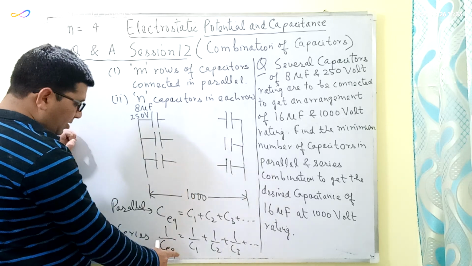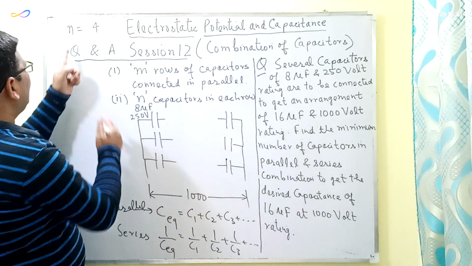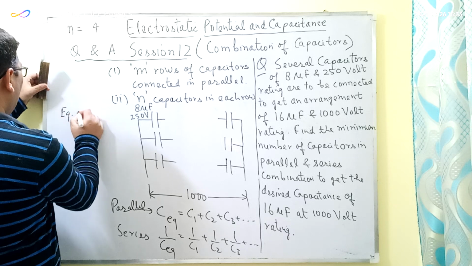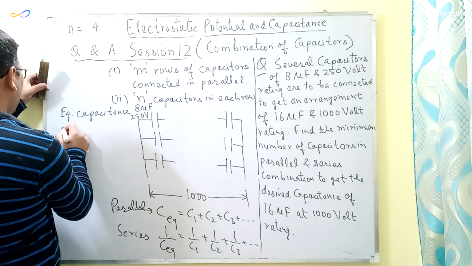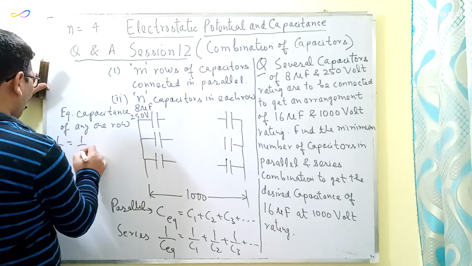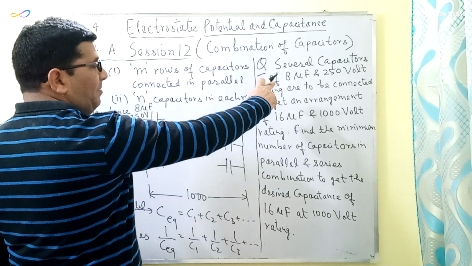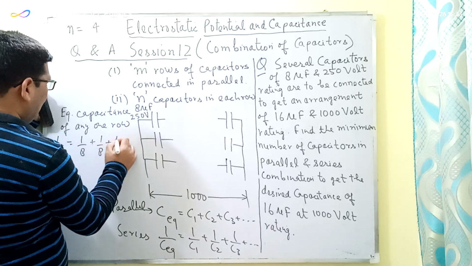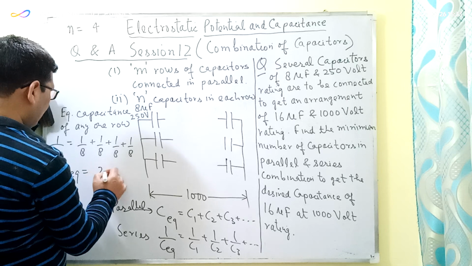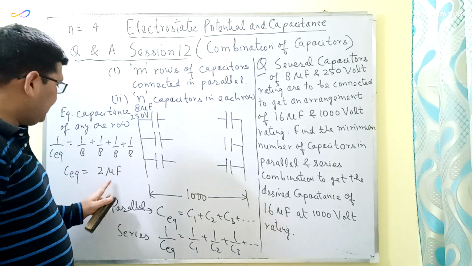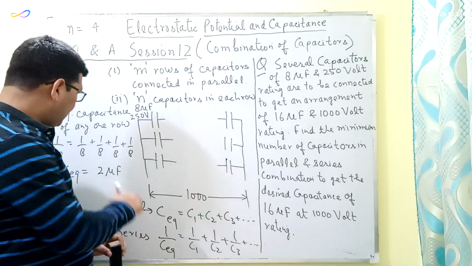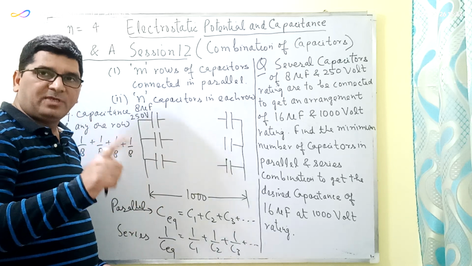Now we have found that in one row, the total number of capacitors is n equal to 4. So the equivalent capacitance of any one row is given by 1 upon C equivalent. This is equal to 1 by 8, because the capacitance of each capacitor is 8 microfarad. So 1 by 8 plus 1 by 8 plus 1 by 8 plus 1 by 8. So C equivalent will be equal to 4 by 8, which is 2 microfarad. So 2 microfarad is the equivalent capacitance of the capacitors which are connected in one row.